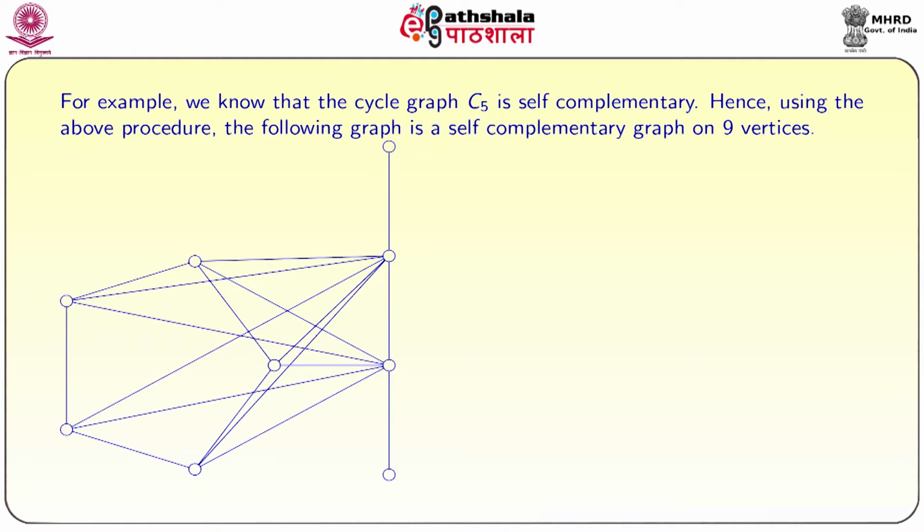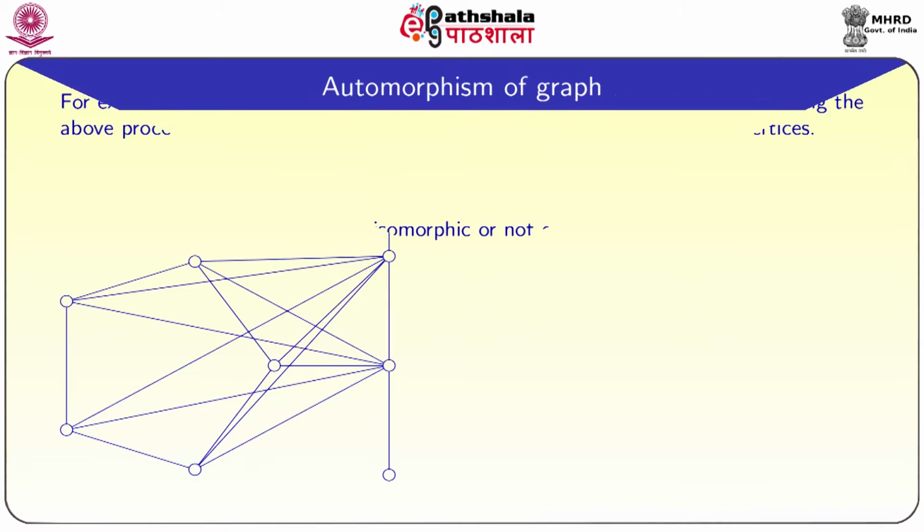Now, it is an easy exercise to check that this graph is a self complementary graph, and clearly one can see that it has 9 vertices. That condition is also satisfied, that is, n value is either 4k or 4k plus 1, that is satisfied.